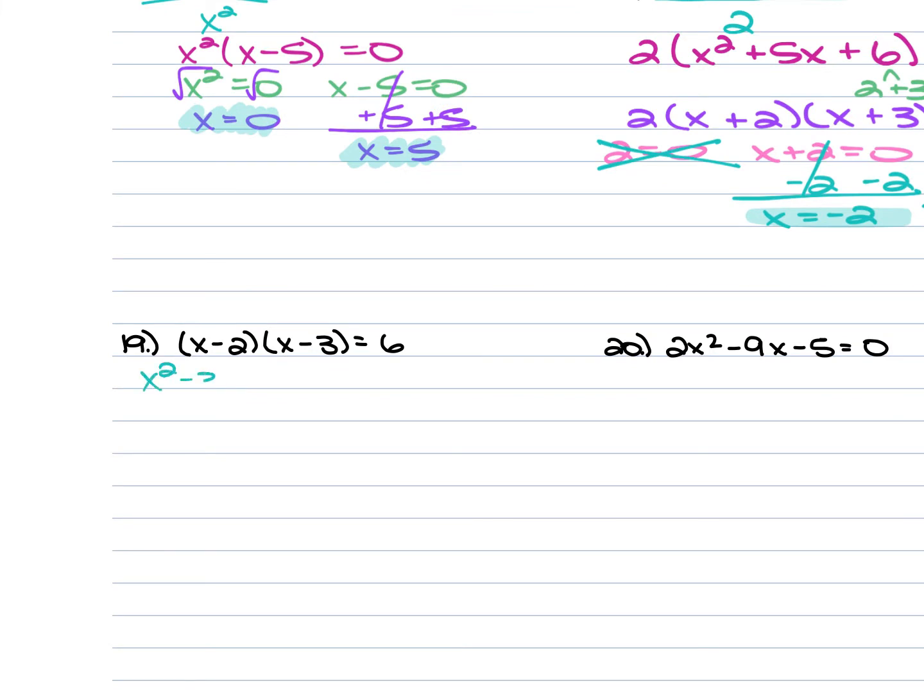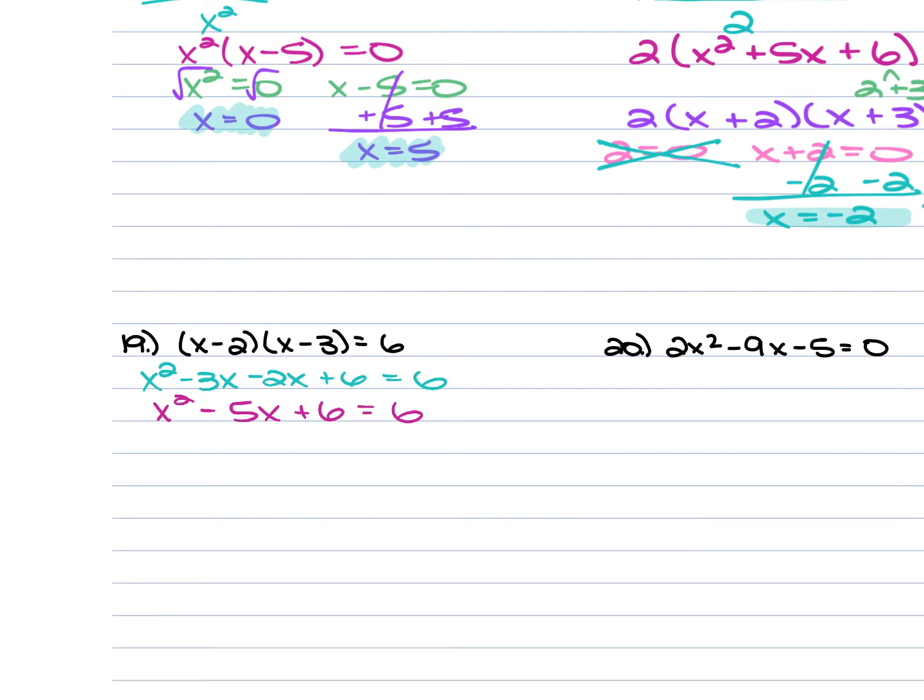X times negative 3 is negative 3x. Negative 2 times x is negative 2x. And negative 2 times negative 3 is positive 6. From here, we are going to combine like terms on the left side to give us x squared minus 5x plus 6 is equal to 6.